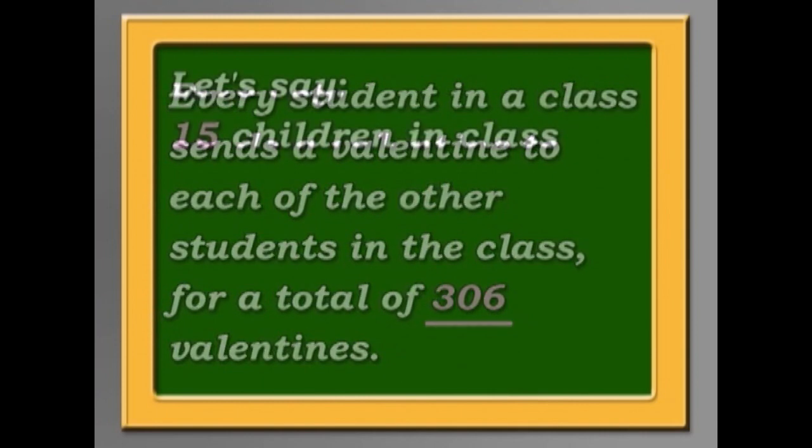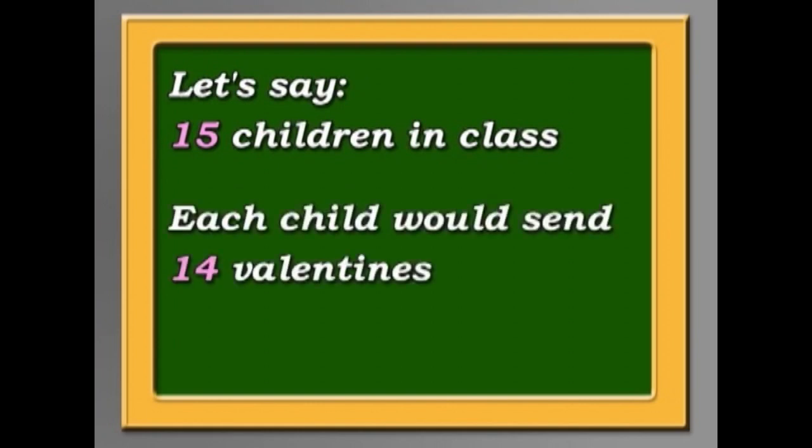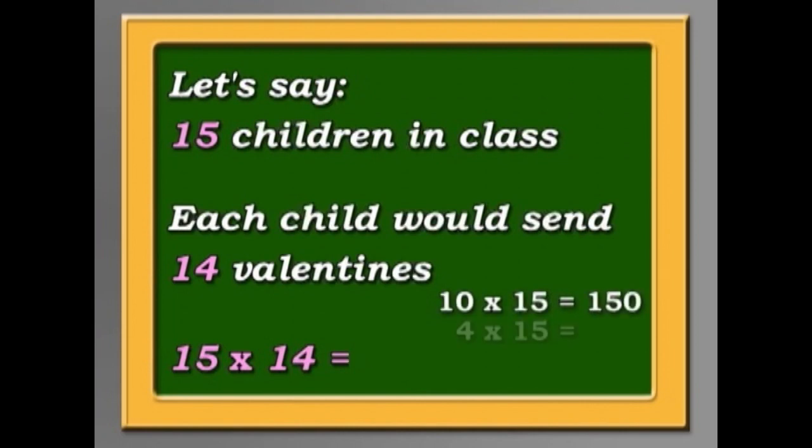Okay, let's do another example. Let's say there were 15 children in the class. That means that each child would send out 14. Now what is 15 times 14? Well, 10 times 15 is 150. 4 times 15 is 60, and 150 plus 60 is 210. But we had 306 valentines, so obviously there are more than 15 children in the class.